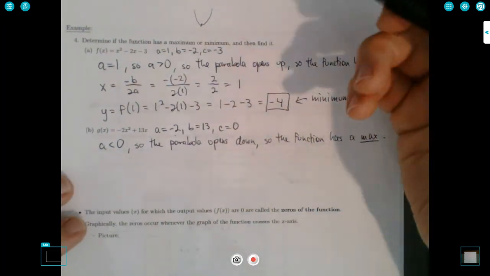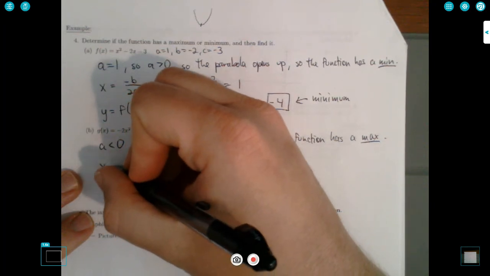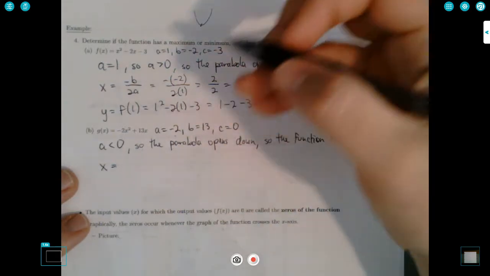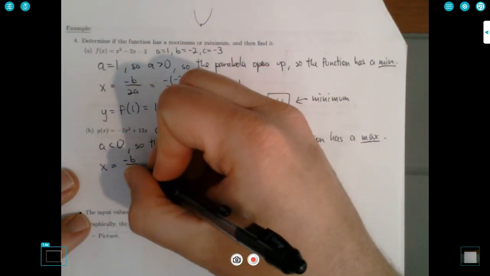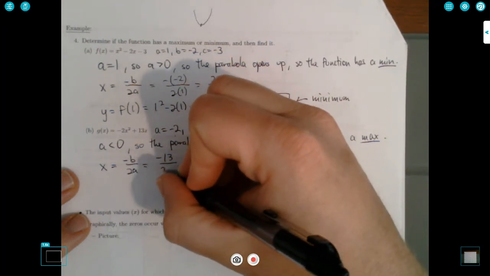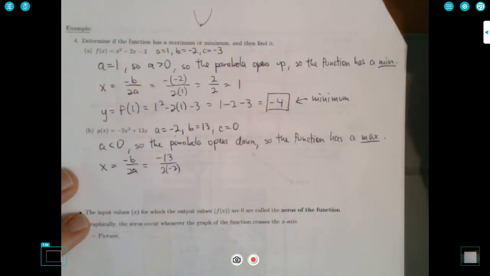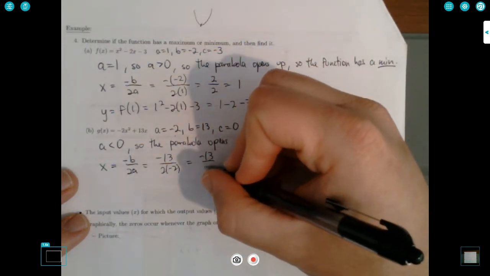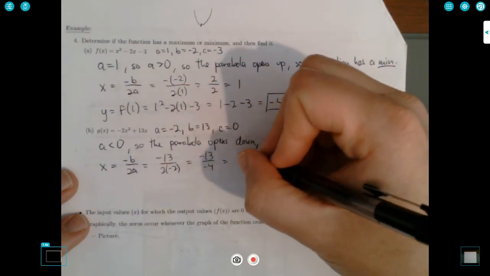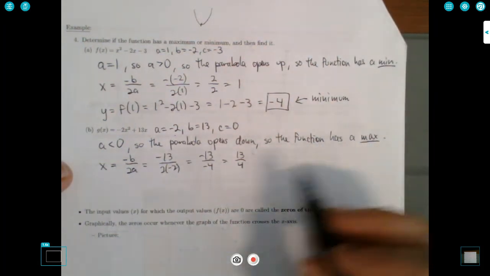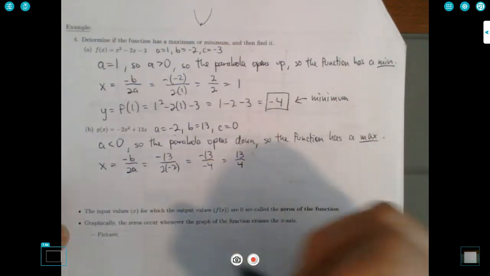Well, let's find it, right? The maximum is going to occur at the vertex. The x-coordinate of the vertex is negative b over 2a. That's going to be, in this case, negative 13 over 2 times negative 2. This is a little bit nastier, right? But we get negative 13 over negative 4. The negatives will cancel and just give us 13 over 4. That's not very nice, but it is what it is, right? The maximum, that's just the x-coordinate, though. The maximum is the y-coordinate.